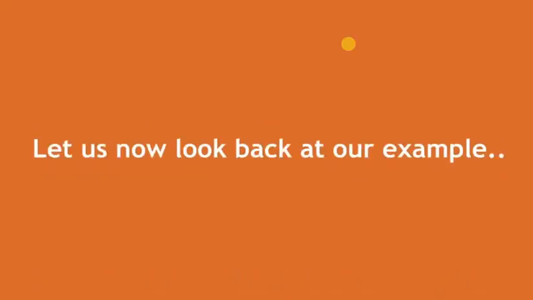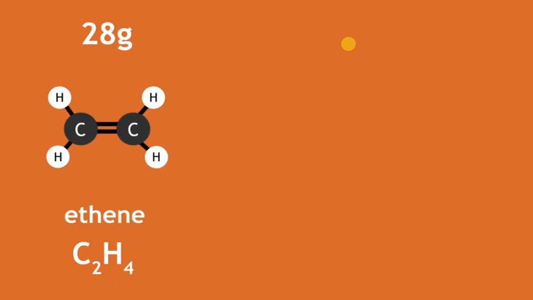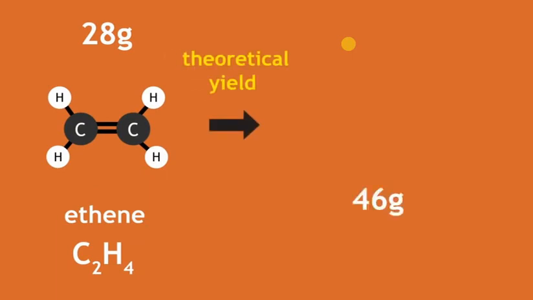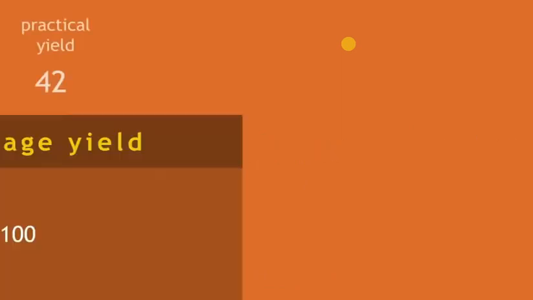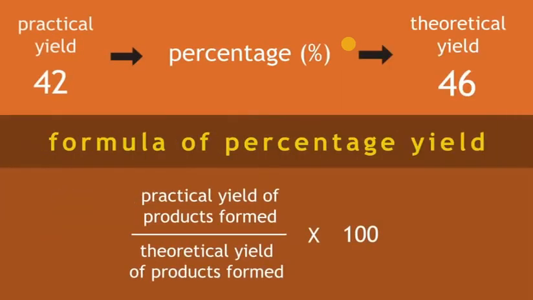Let us now look back at our example, in which we had calculated that 28 grams of ethene produced a theoretical yield of 46 grams of ethanol. Let's say this was carried out in practice, and only 42 grams of ethanol was actually produced. We therefore need to work out 42 as a percentage of 46.